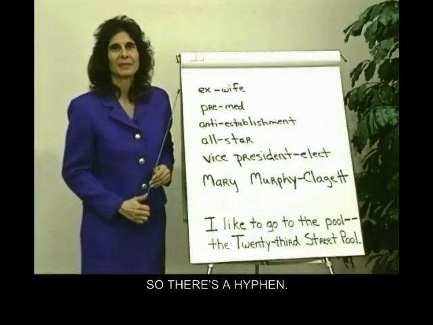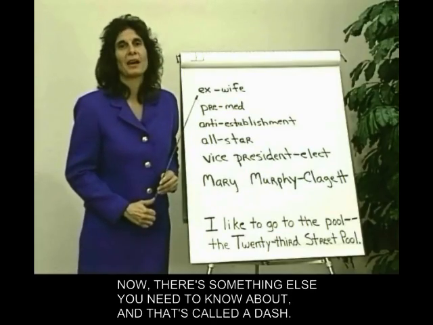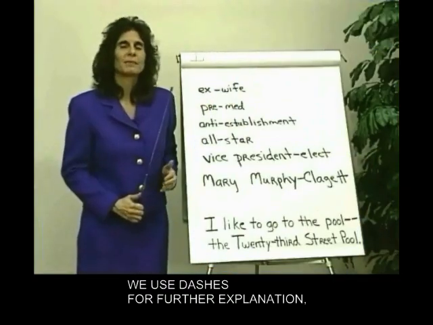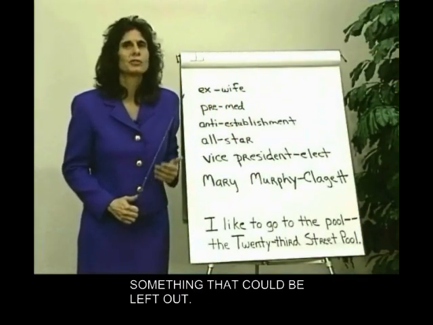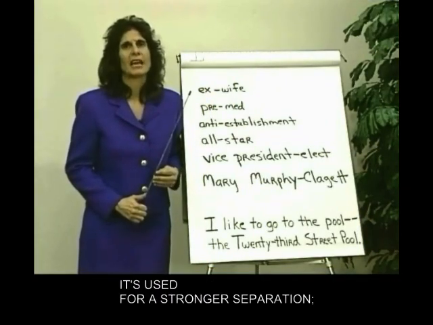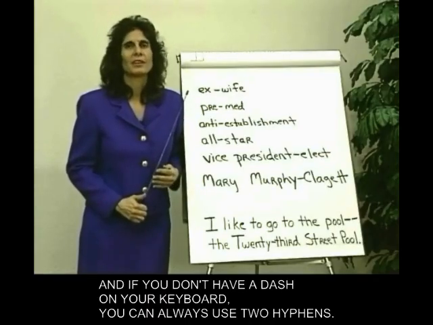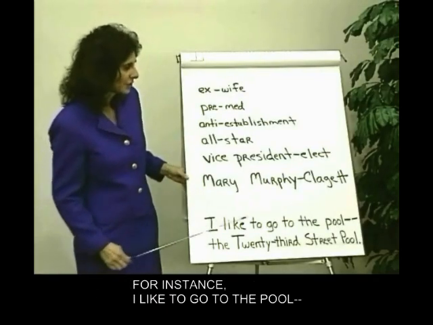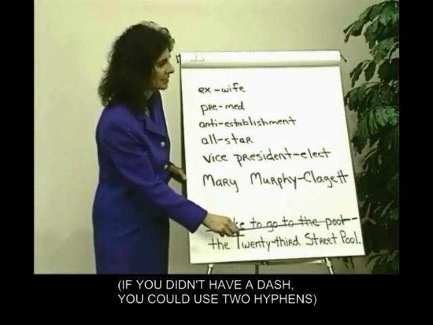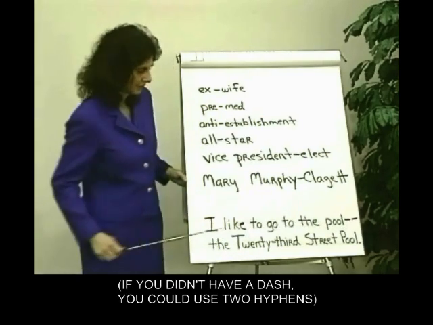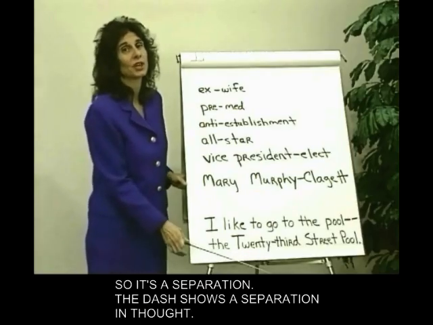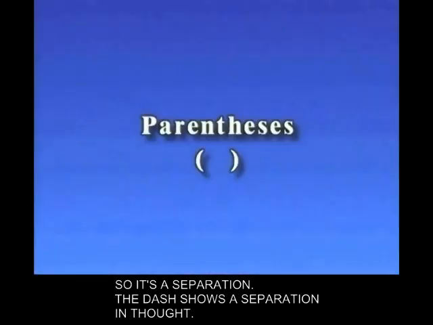Now, there's something else you need to know about, and that's called a dash. You use dashes for further explanation, something that could be left out. It's used for a stronger separation. And if you don't have a dash on your keyboard, you can always use two hyphens. For instance, I like to go to the pool. If you didn't have a dash, you could use two hyphens. The 23rd Street pool. So it's a separation. A dash shows a separation in thought.